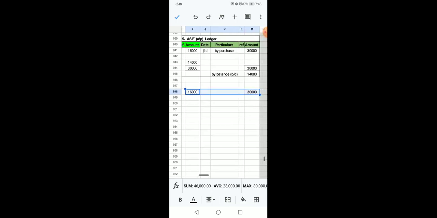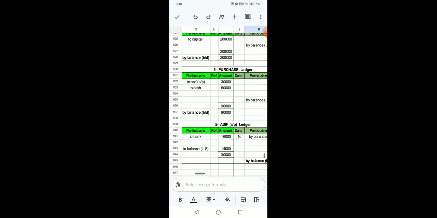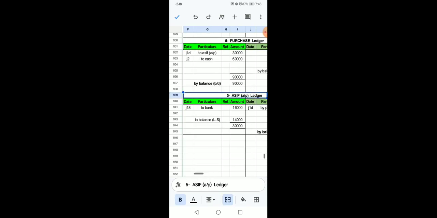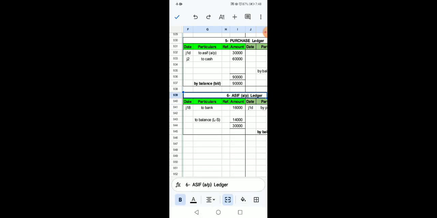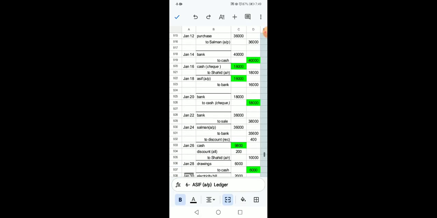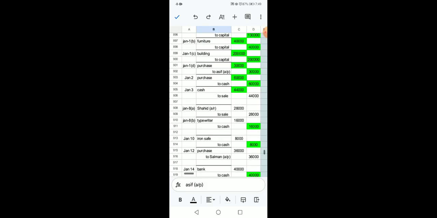So mark it as done by putting an ending line after it. These sums were written just for reference. Now they are not needed here. You may erase them. This way, the fifth ledger, Asif's ledger, is completed, and we haven't edited the number. Number is 6. Sixth ledger, Asif, completed. Asif was present here on January 1 for the first time. Now let's see what is next.